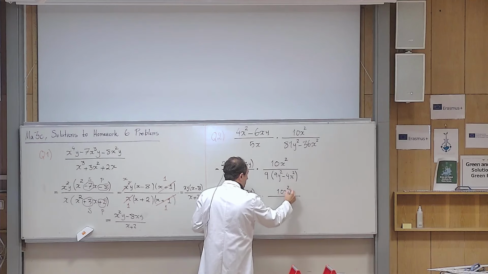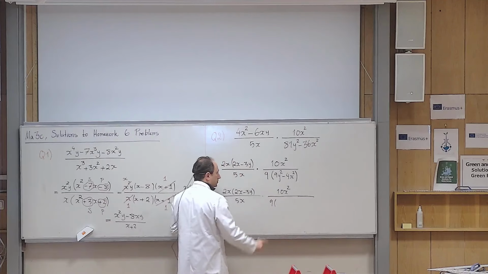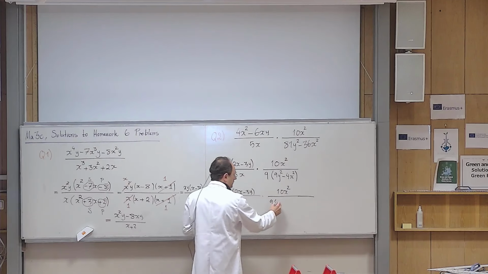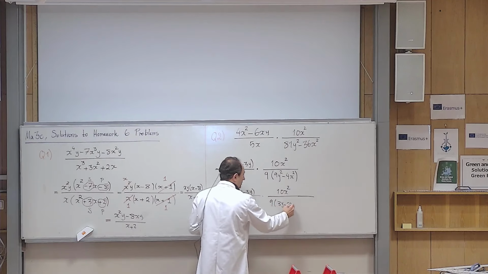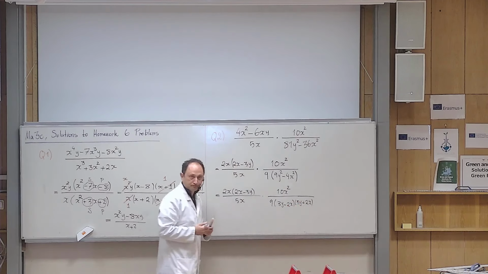But what can I write here? There is another point that you have to be careful about. If I factorize this using the conjugate rule now, it becomes 3y minus 2x multiplied by 3y plus 2x. Okay?